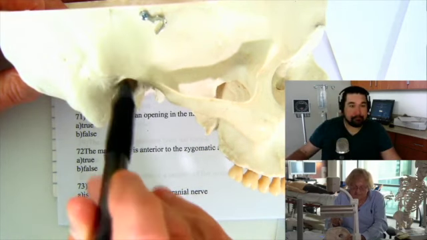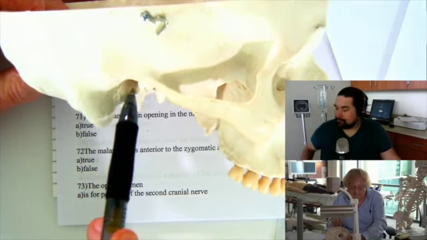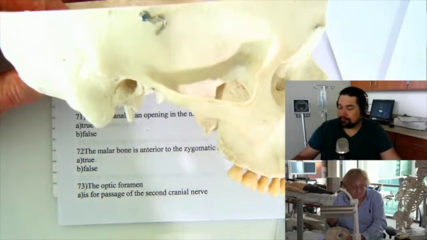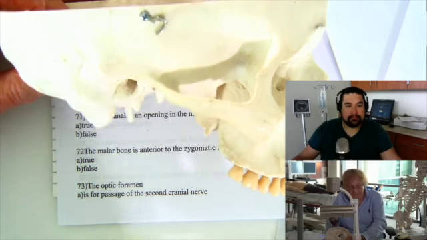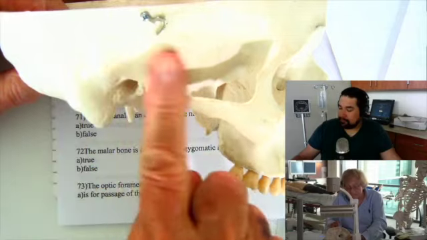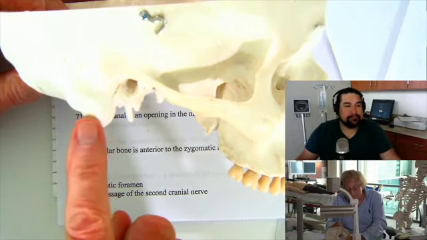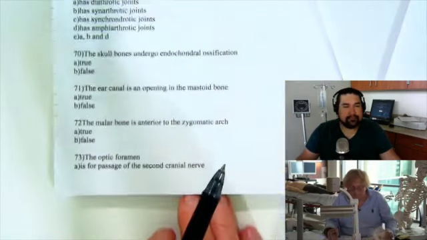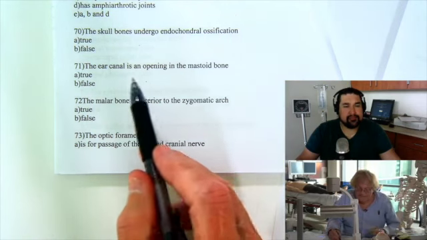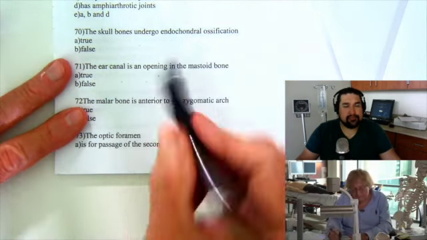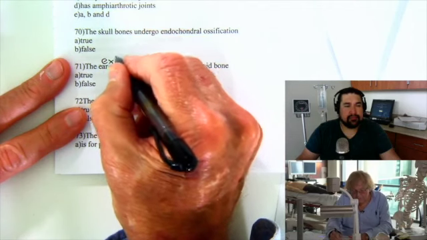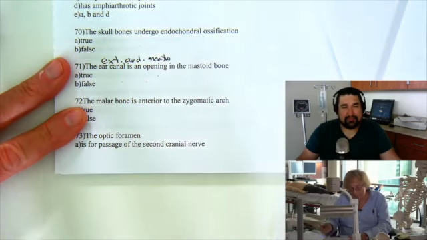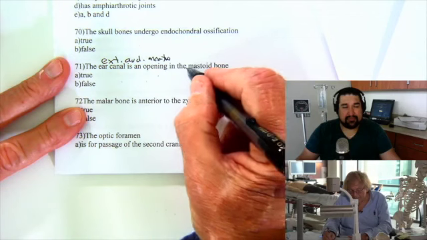Remember, the ear canal is actually the external auditory meatus, and it says it's an opening in the mastoid bone. As a matter of fact, there is no such thing as the mastoid bone. There's a mastoid process. This is a process of the temporal bone called the mastoid process of the temporal bone. So therefore, when you have to answer these questions carefully, the ear canal is an opening, that's true. It's really called the external auditory meatus, so that's something you should know, but it's not in the mastoid bone, it's in the temporal bone.